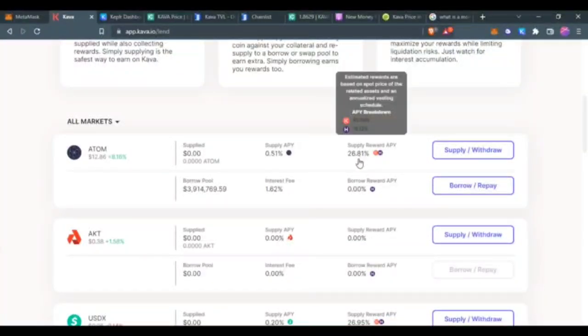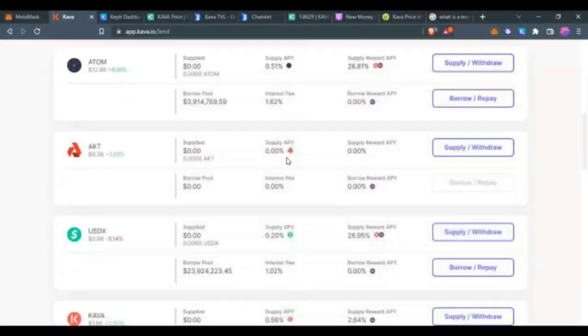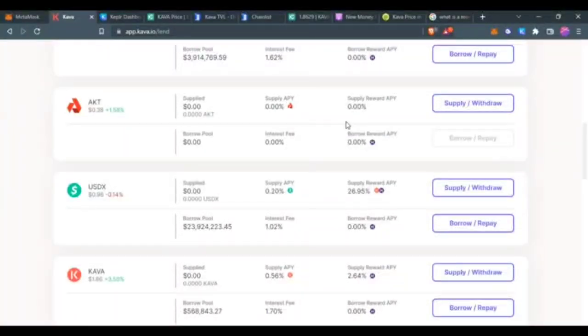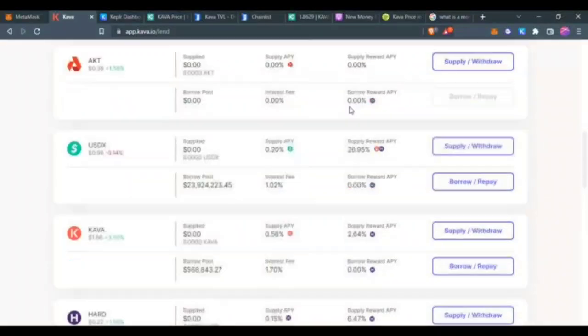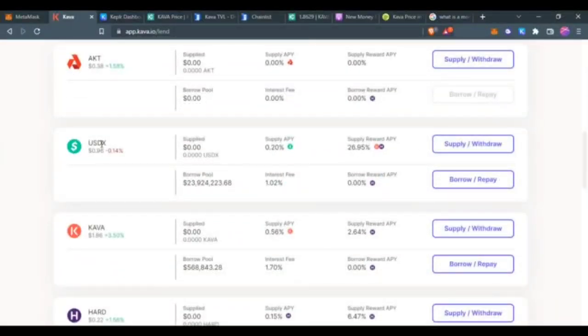Supply rewards right now 26.81%. So you will be getting a supply reward of Kava and Hard as well as 0.51% of the Atom token. With the AKT token, there's no rewards as of right now. This may not be up and running. You don't even have to borrow or repay on it, so this may not be operational. USDX right now is 0.2%, excuse me, which is still a little bit higher than what the average bank is giving you. But then you're getting 26% on Kava and Hard.